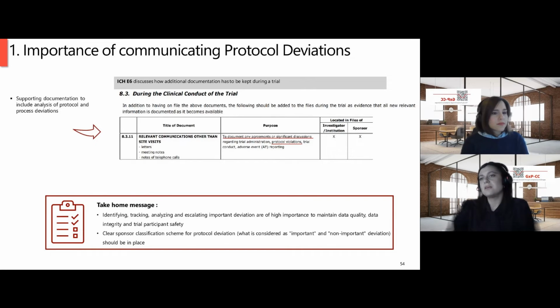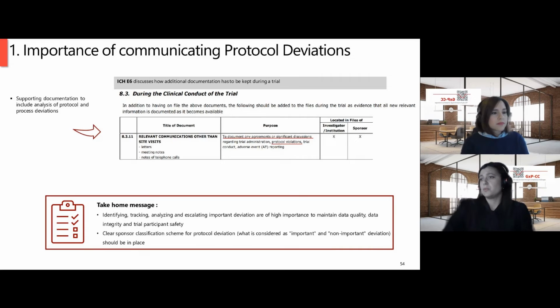And the second thing is that a clear sponsor classification scheme for protocol deviation, as I said, what is considered as important protocol deviation, what is considered as not important, how should we handle protocol deviation, in what amount of time they should be escalated, to whom they should be escalated. This scheme should be in place when we talk about protocol deviation. So yes, very important topic.